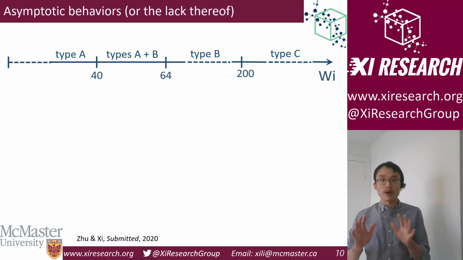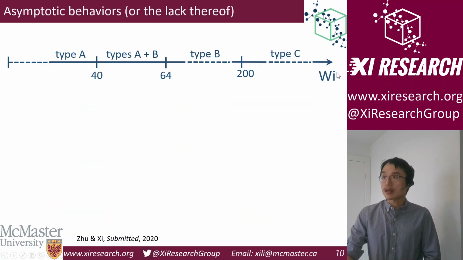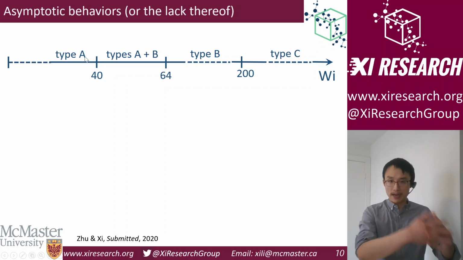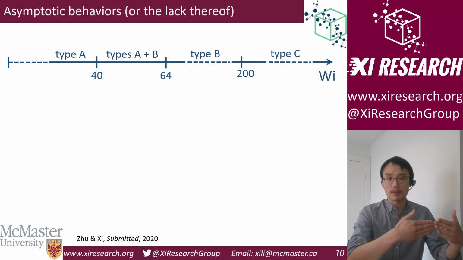So this is just a summary of what we have seen here. As we increase the Weissenberg number from the Newtonian limit to a very high Weissenberg number, roughly up to about 40, we see type A behavior, which is what we knew 10 years ago, the active-hibernating turbulence transition.